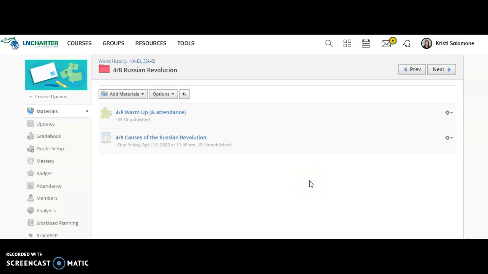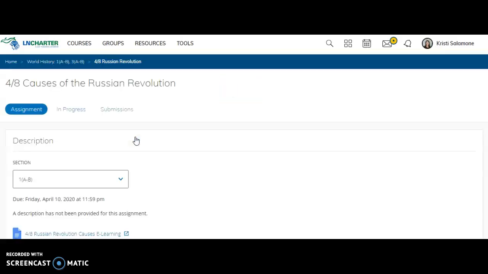Today we're going to be talking about the Russian Revolution. So first you need to go into your warm-up and you take attendance within the first 5 minutes of class. And I would highly suggest that you use your notes from the previous activity to answer the questions. Then you're going to go into 4.8, Causes of the Russian Revolution.